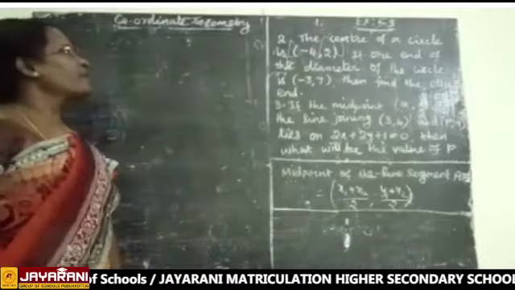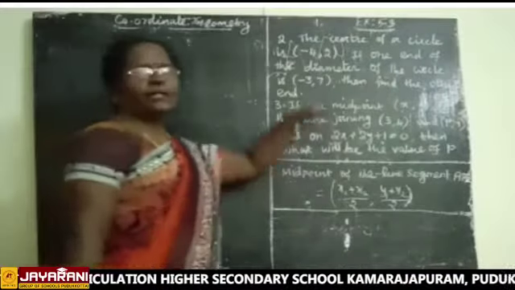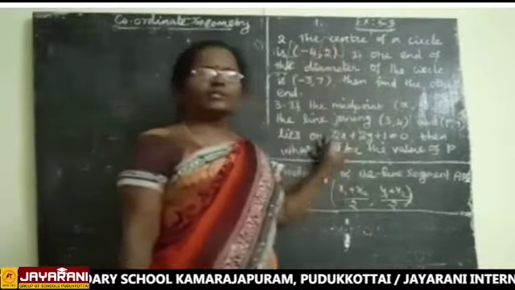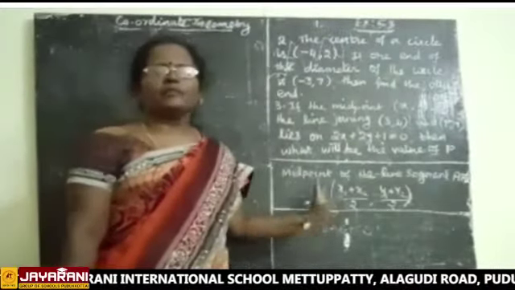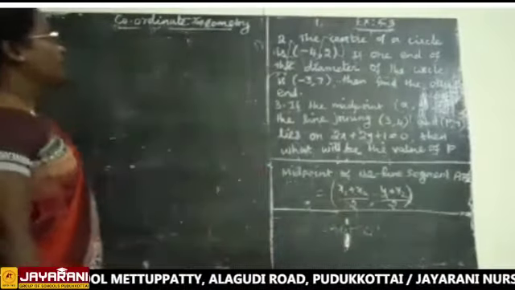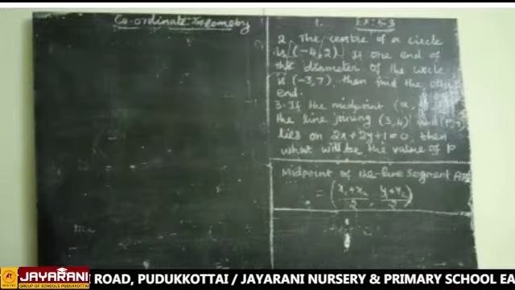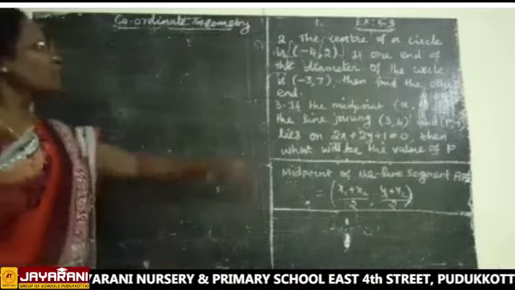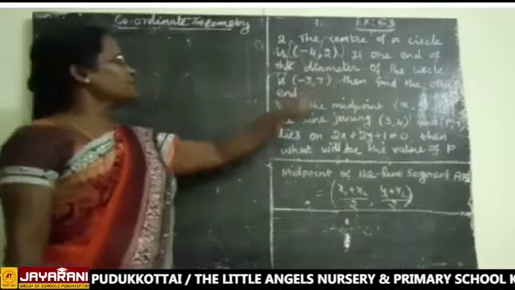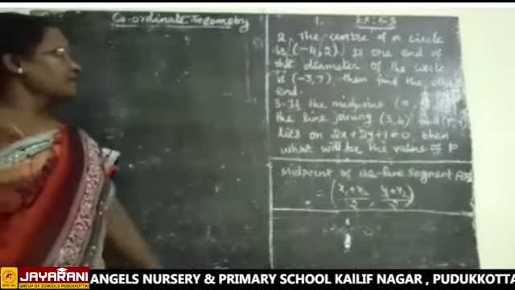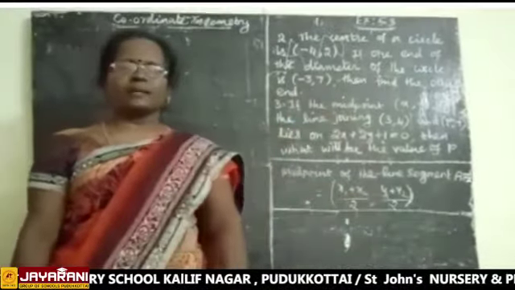9th standard, exercise 5.3. We are going to do only two sums using the midpoint formula. Now the first one: the center of a circle is (-4, 2). If one end of the diameter of the circle is (-3, 7), then find the other end.